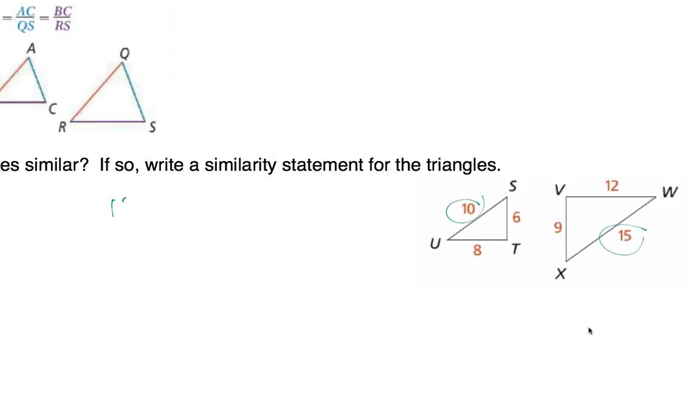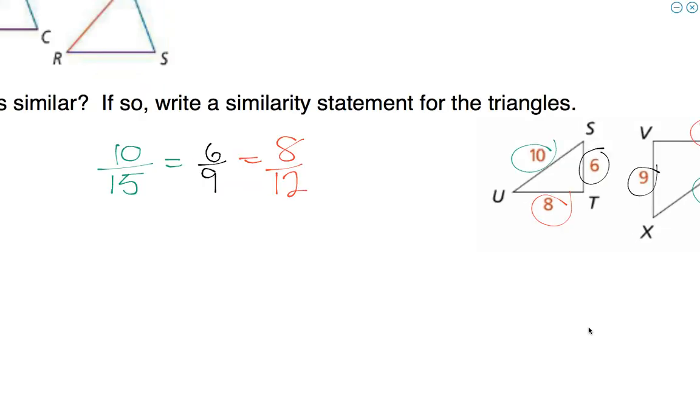So 10 over 15. Six over 9. And 8 over 12. If I simplify those all down, we have 2 over 3 equals 2 over 3, which is check, side, side, side, similarity.